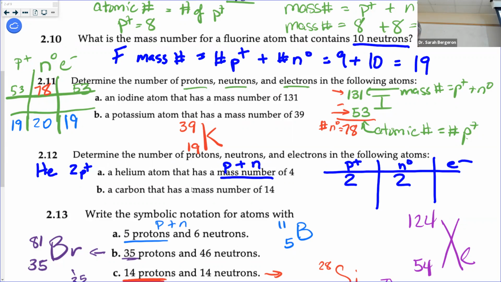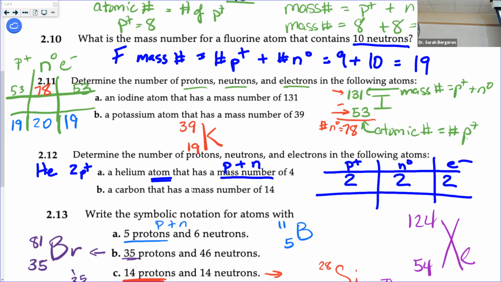How many electrons? If it says it's an atom, then it must be neutral. If it's charged, we call it an ion. So in this case, the number of protons must equal the number of electrons. So how many? 2. Good.